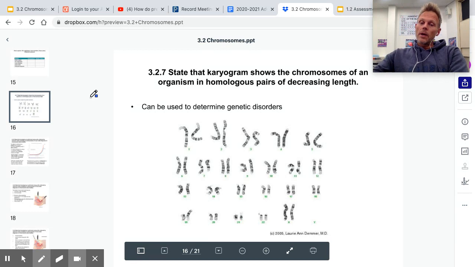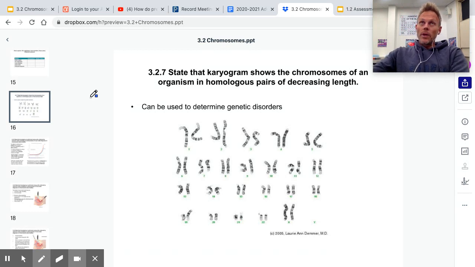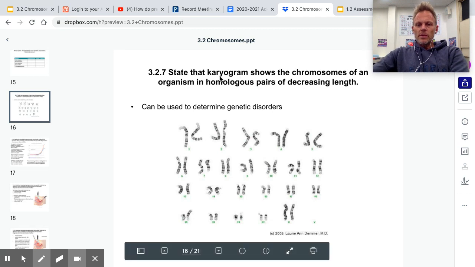Okay, so we know a couple things. We know what homologous chromosomes are. We know diploid and haploid. So now we can actually use this information to determine somebody's health. And we do this quite frequently with something called a karyogram. So karyograms are a photograph of your chromosomes.